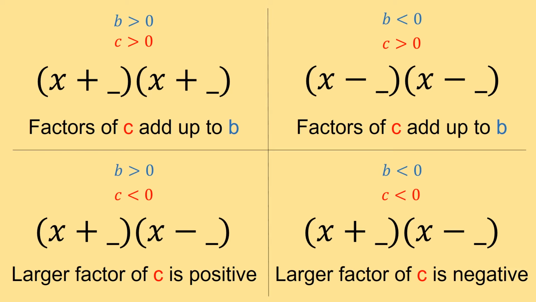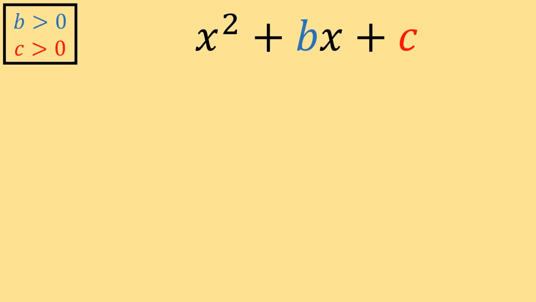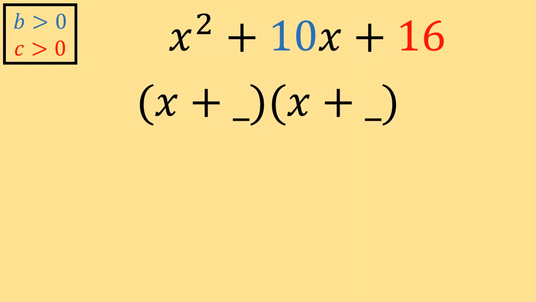So let's go further into one case and actually look at what happens when we try to factor one of these expressions. We're going to work now specifically with the case where b is greater than 0 and c is greater than 0. One example that we're going to go through is what happens when b is 10 and c is 16. We already know that we're going to have 2 plus signs in the middle of our binomials, but we don't really know anything about the numbers.